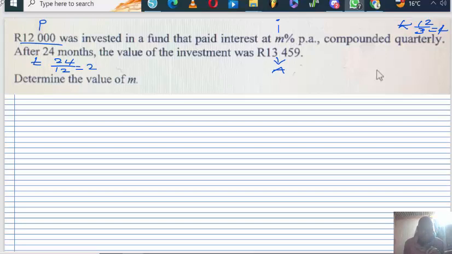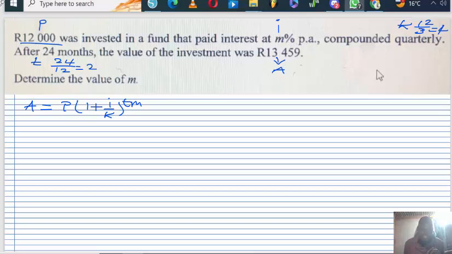And then determine the value of M. Now we know, we've been told that this is compounded quarterly. So it's not simple interest. It is your compound interest. So we need a compound interest formula. So in 4 minutes, hopefully we'll be done. So A is equals to P(1 plus I over K), and this is all over TM, right?